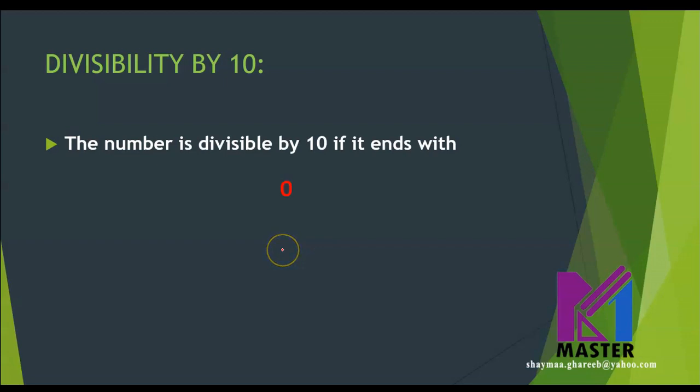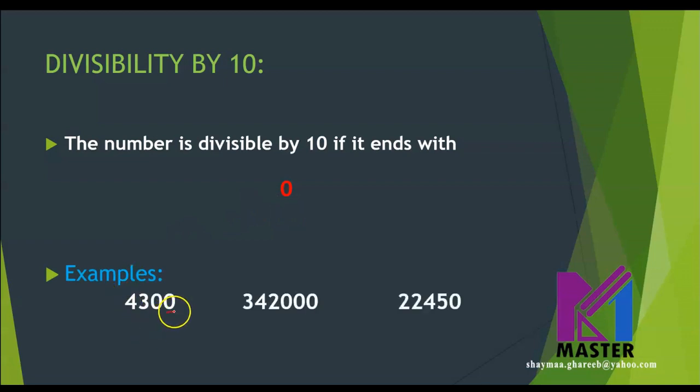Divisibility by 10. The number is divisible by 10 if it ends with 0. This number ends with 0, this number ends with 0, this number ends with 0, so the three numbers here are divisible by 10: 4,300, 342,000, 22,450.